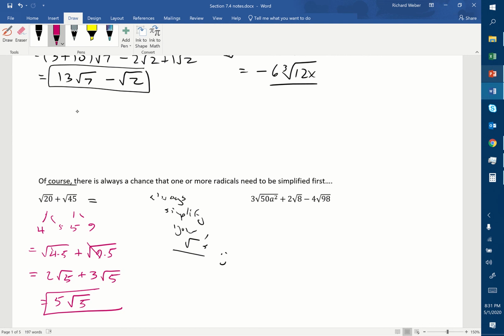Inside 50, you might go to the side sometimes, 50. I know you're thinking 5 times 10, but we're looking for a perfect square. So inside 10 we know is 2 times 5. There it is. It's 5 times 5. And, oh, it's 25 times 2. Good. Okay, so we have 3 square root.